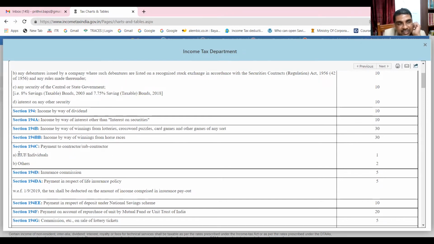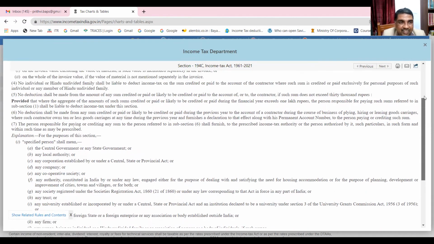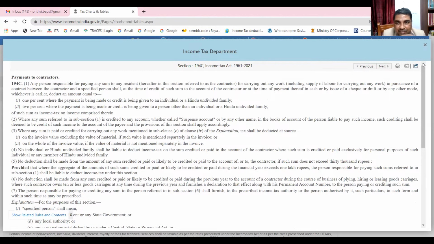Okay, and if you want to read this in detail, then you can go to section 194C also. You can click here, you can read the section. You can see this. This is the section 194C. Okay. Now, if you read it here, when the aggregate amount of such sum credited or paid, or likely to be credited or paid, during the financial year exceeds 1 lakh rupees, the person responsible for paying such sum referred to in this sub-section 1 shall be liable to deduct income tax under this section. Okay, this is about the liability. You can see entire 194C.